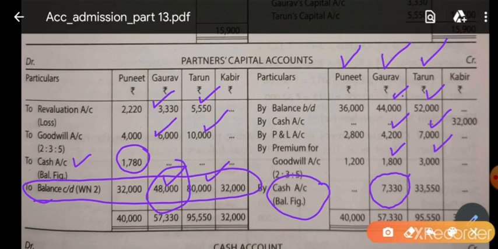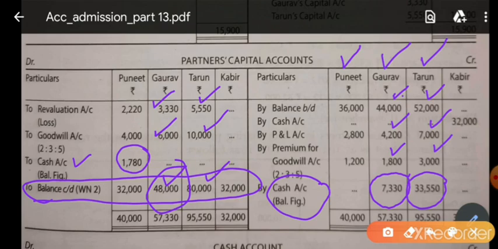And we find that credit side was less. And how much was less? 33,550. So his capital is less by 33,550 rupees. So he will contribute 33,550 rupees. So this is adjustment of capital on the basis of new partner's capital.